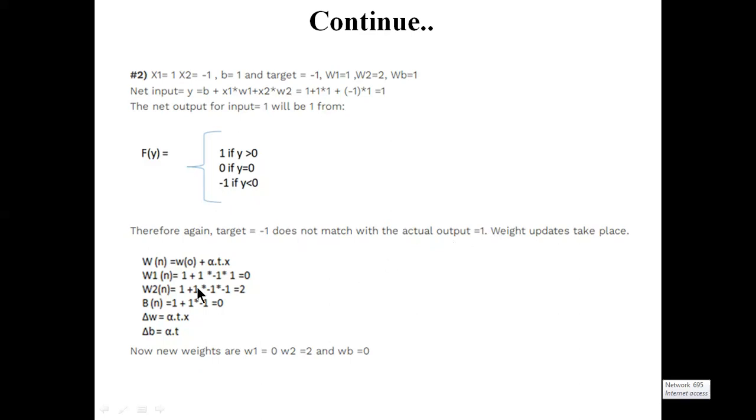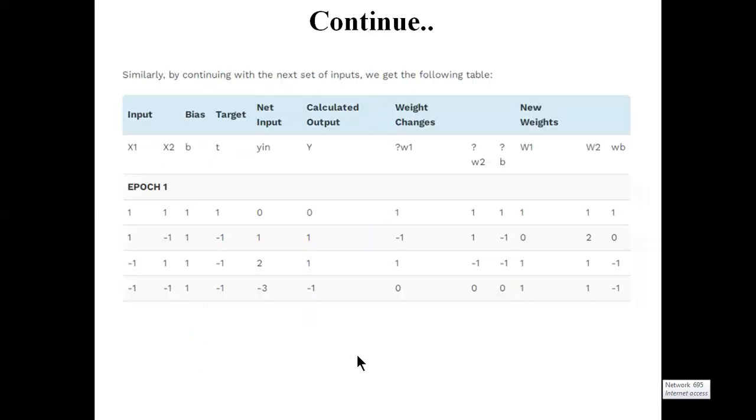By using the same formula, we get the new w1 as 0, the new w2 as 2, and the new bias as 0. So the new weights are w1 equals 0, w2 equals 2, and wb equals 0. Like this way it will be continued. For all four input output combinations, we get the ultimate values of weights and bias as 1, 1, and minus 1.